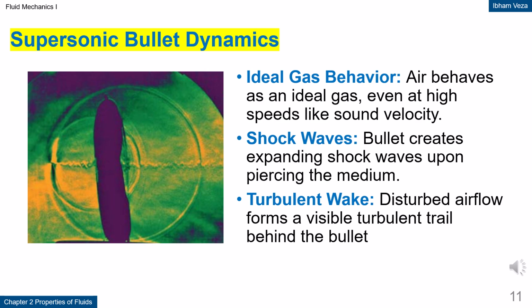Air can still be treated as an ideal gas even at such high velocities. When the bullet pierces the air, expanding shock waves are formed. Behind the bullet, a turbulent wake appears due to the disturbed flow. This phenomenon shows how compressibility and high-speed effects influence fluid behavior.